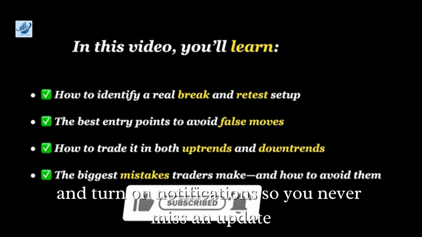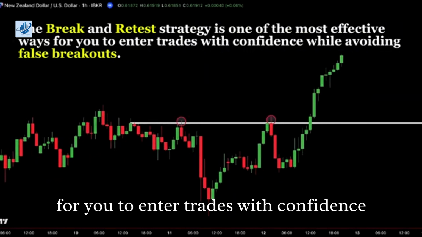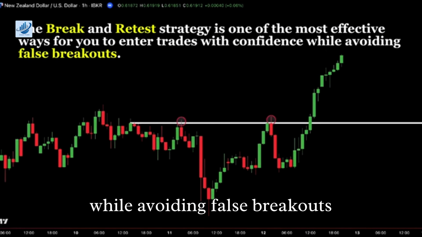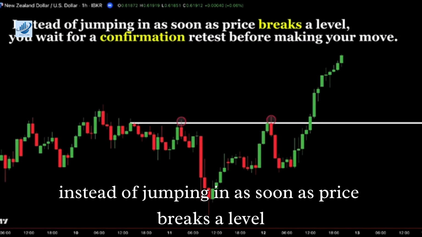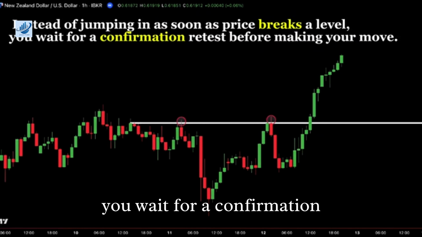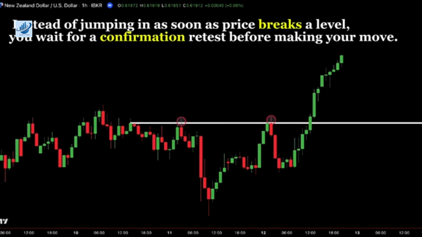Let's get started. The break and retest strategy is one of the most effective ways for you to enter trades with confidence while avoiding false breakouts. Instead of jumping in as soon as price breaks a level, you wait for a confirmation retest before making your move. Here's how you do it.